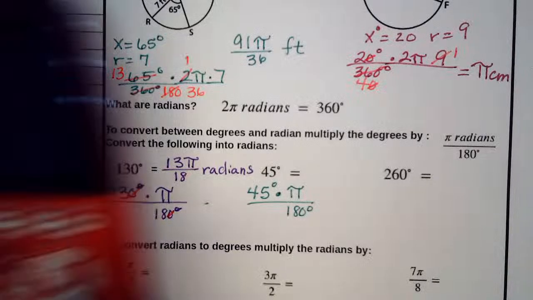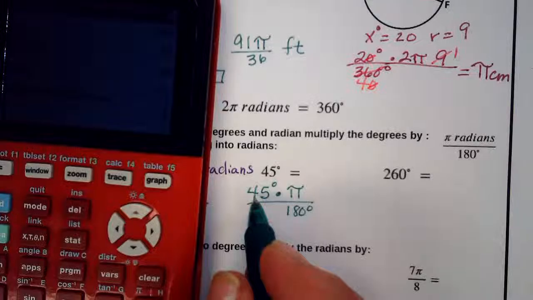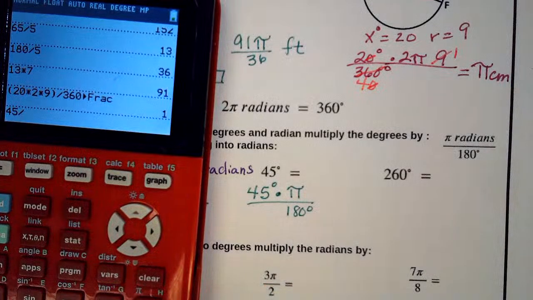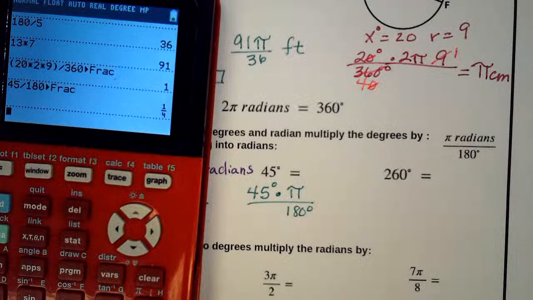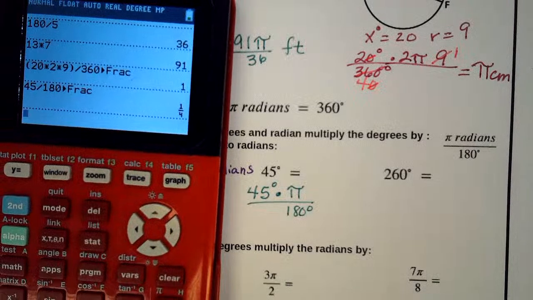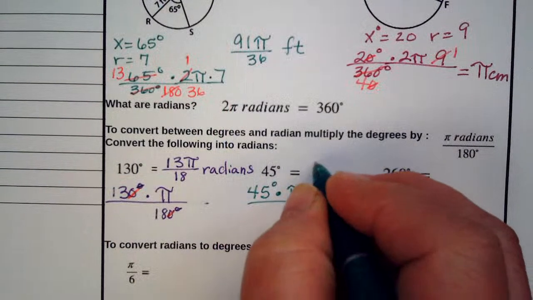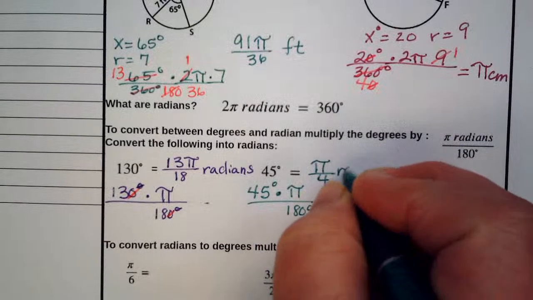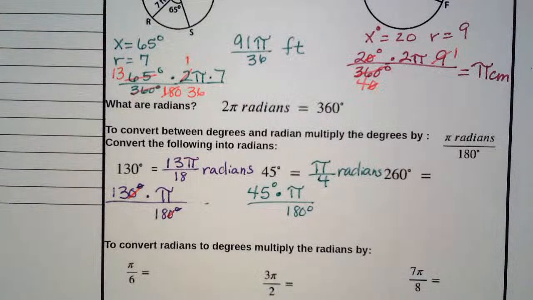Once again, it's quick and easy. There would be 4 45s in 180. So if I put 45 divided by 180, hit my math button, hit enter, enter, I get 1/4. Like I said, it is 1/4 of a circle. So this is equal to pi divided by 4 radians.